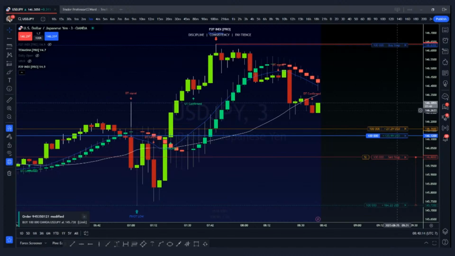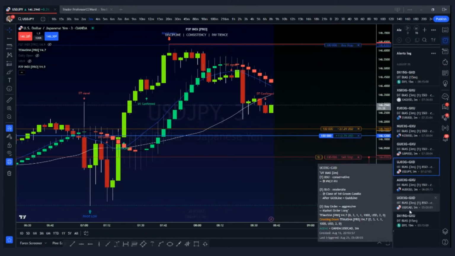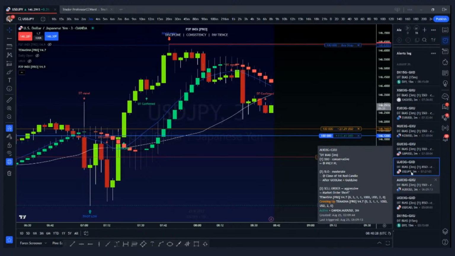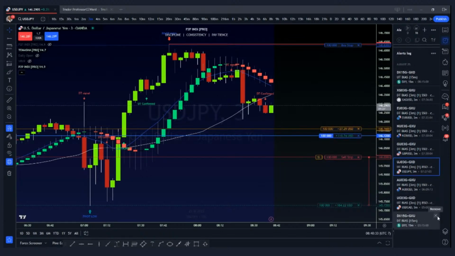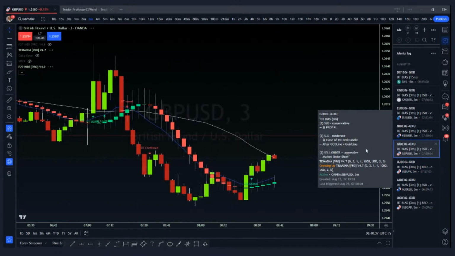So you guys can see I'm all set up and good to go on dollar yen. All right, so we did dollar CAD, we did Aussie dollar, we did dollar yen. Let's do pound dollar. What do we have here?